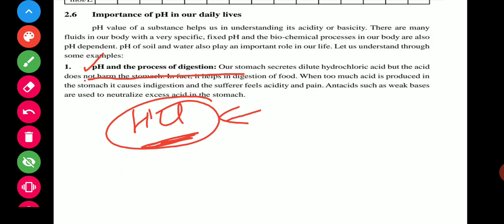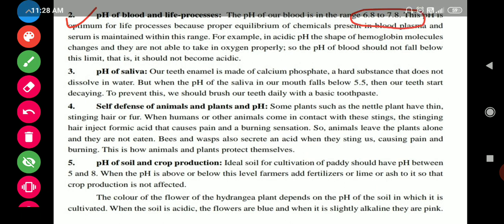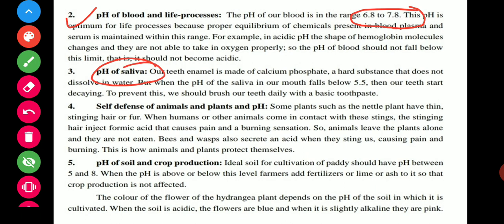If you feel acidity in your stomach, you take antacids, which are a very weak base, which neutralize the acidic reactions. Some other importance, given as second, is the pH of blood. The pH of blood is always in the range of 6.8 to 7.8. If it exceeds or decreases, a human being cannot stay alive. Now the pH of saliva. Our pH of saliva is always below 5.5.